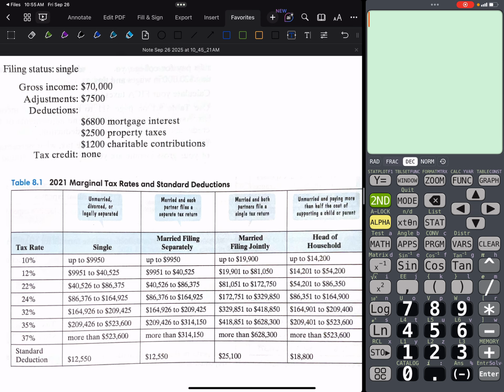And this is a long calculation. There's a lot to this calculation, so I think it's good to review, especially because we do have a test coming up and we're kind of moving towards that date.